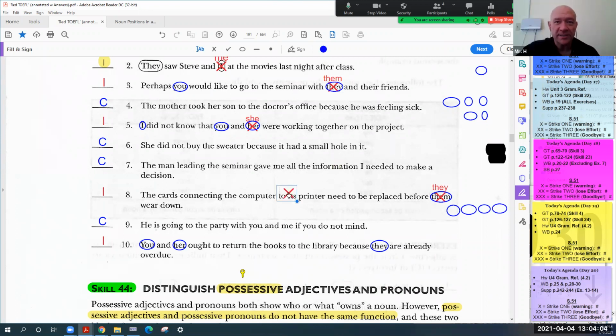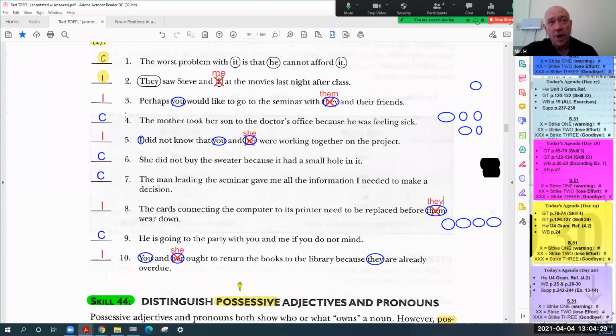Why is it incorrect? Where's the problem? Is this a problem or this one or this one? Her should be she. Aha. We want to use she. There you go. We're going to put she. Okay. All right. Very good, gentlemen.